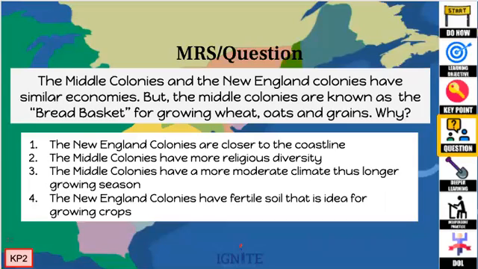The middle colonies and the New England colonies have similar economies, but the middle colonies are known as the breadbasket for growing wheat, oats, and grains.